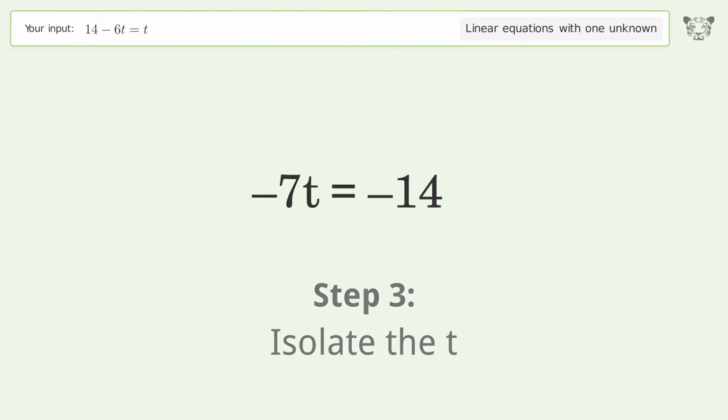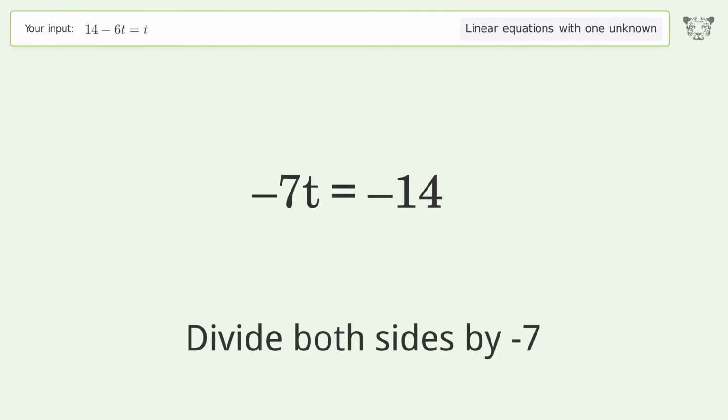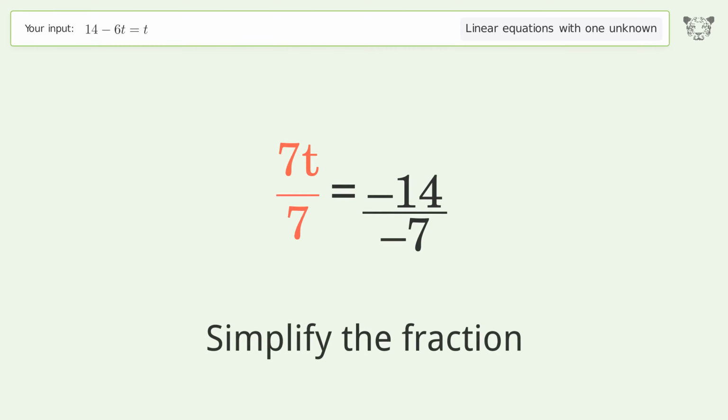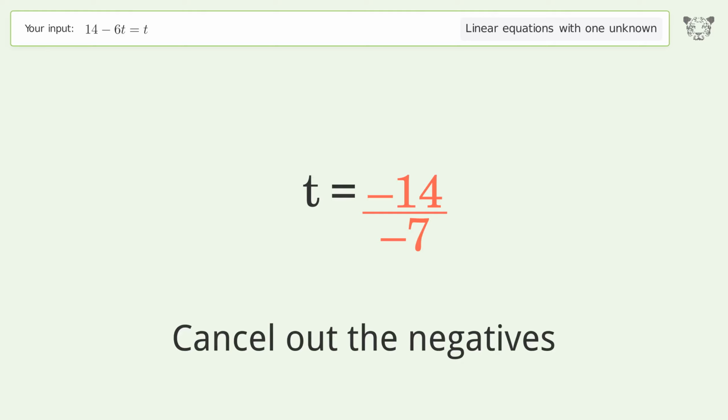Isolate the t. Divide both sides by -7. Cancel out the negatives. Simplify the fraction. Cancel out the negatives.